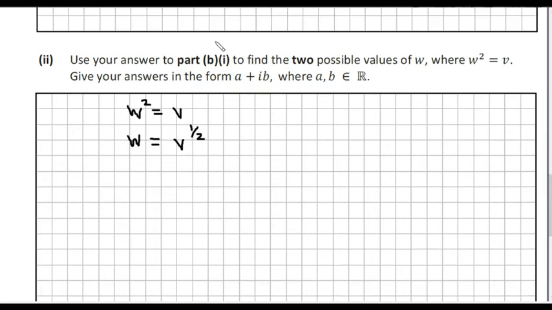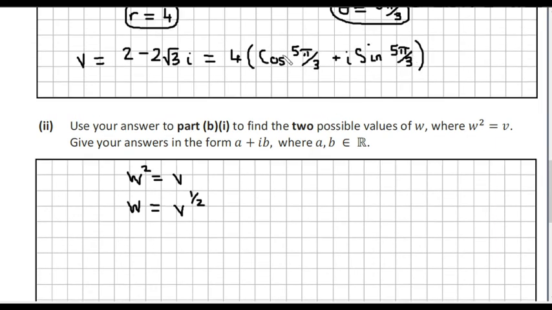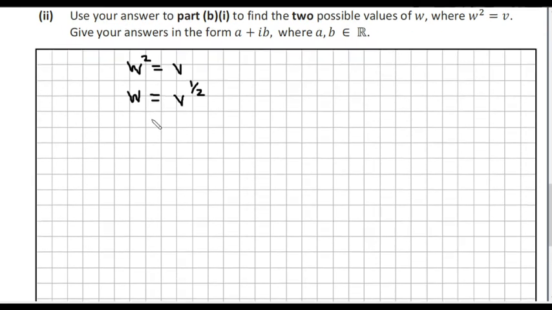Now we have to use our answer to B part 1 to do this. It can be done another way, but we have to use this result. So that's really telling us that we're going to be using de Moivre's theorem later on here. So let's replace my V here with what I got it to be earlier. It's going to be 4 times cos 5 pi over 3 plus i sine of 5 pi over 3, and that's all going to be to the power of a half.